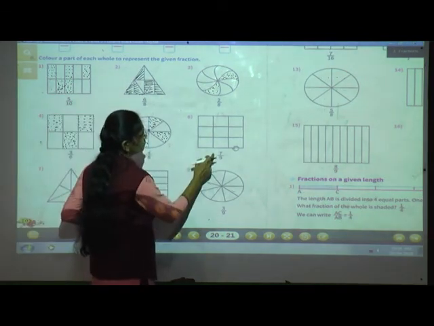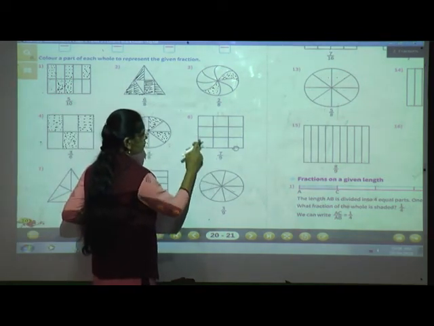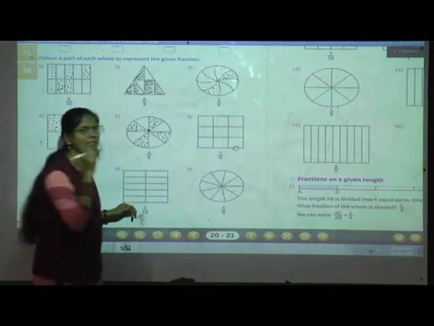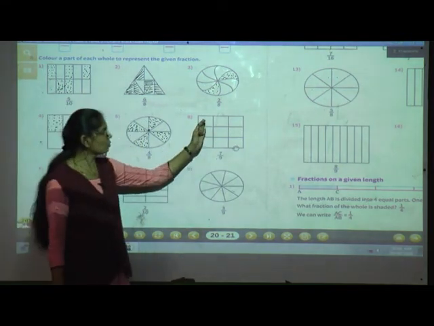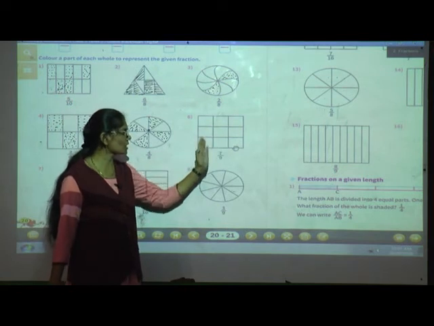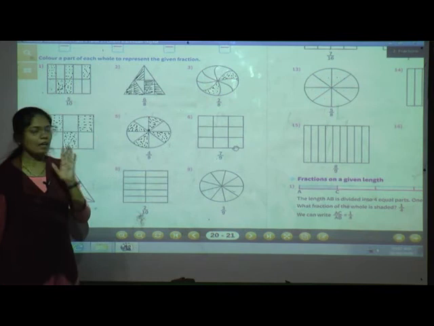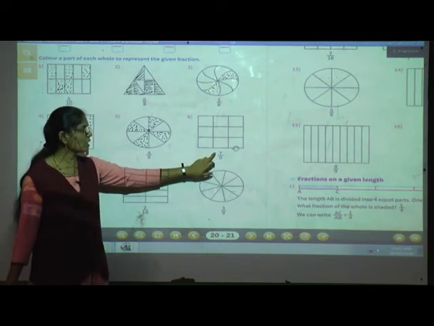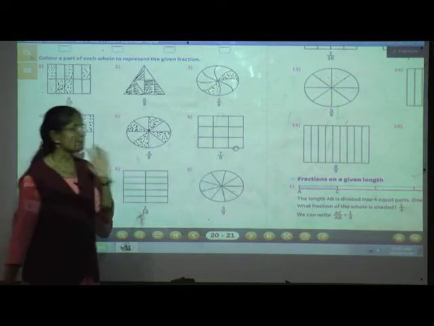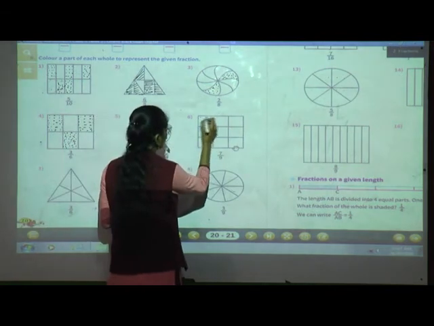See this example. 7 by 9 means this whole is divided into 9 equal parts. You can see here, you can count also: 1, 2, 3, 4, 5, 6, 7, 8, 9. Here total 9 equal parts are there. And out of that 9 parts we have to color 7 parts. Okay, so color the 7 parts.